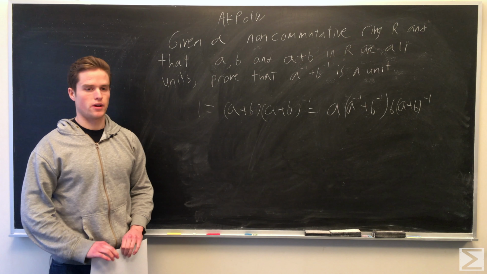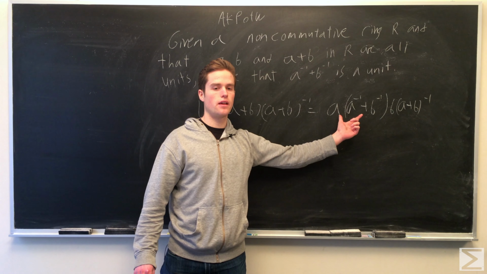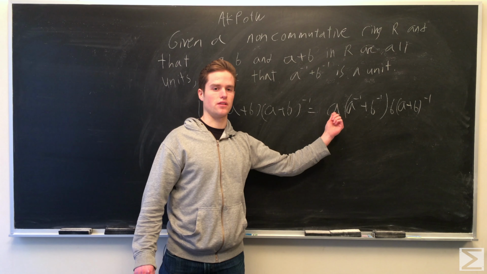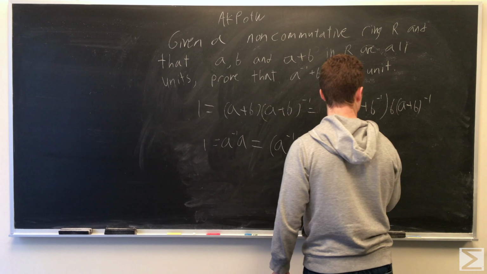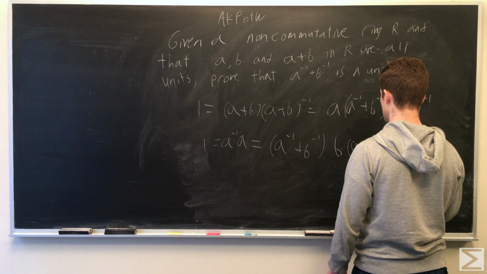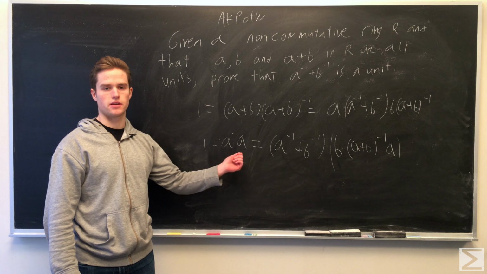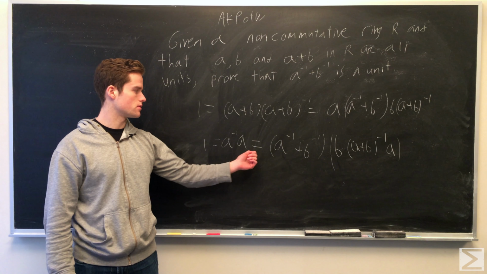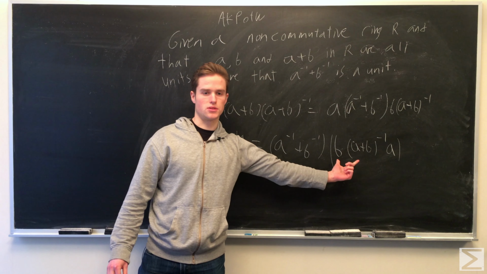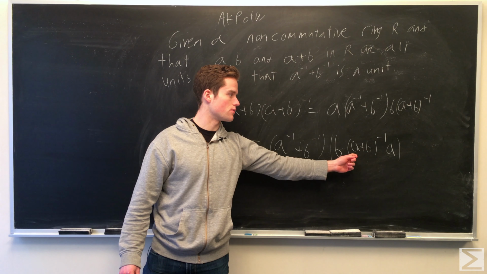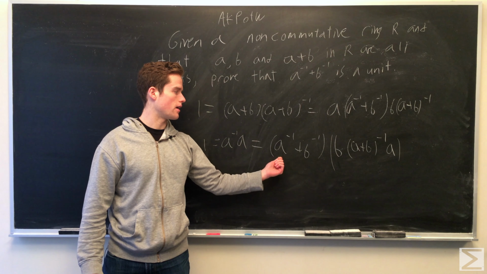And now we're going to multiply both sides here by A inverse on the left and A on the right. So multiplying by A inverse on the left, A on the right, we get A inverse A is just 1 again. So 1 equals A inverse A equals A inverse plus B inverse times B times this whole thing on the right, B, A plus B inverse A. And so note that right now we have a right inverse to A inverse plus B inverse.